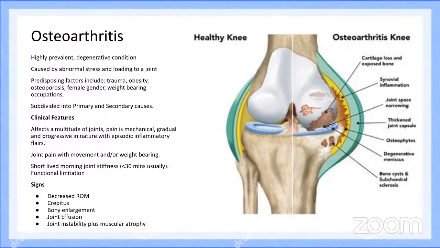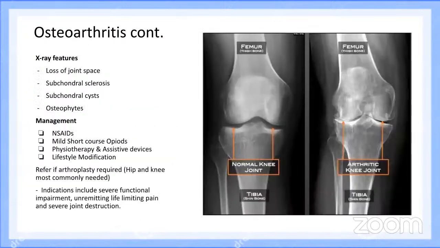Important clinical signs include decreased range of motion at the joint, crepitus, enlargement of the joint, whether that be bony or fluid, as well as joint instability and surrounding muscle atrophy. On your investigations, it's important to do an X-ray.